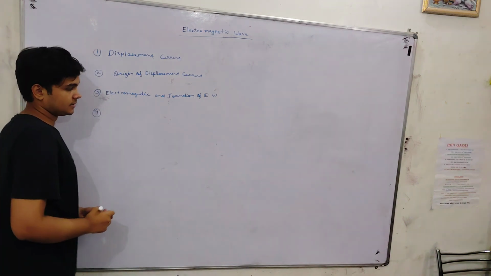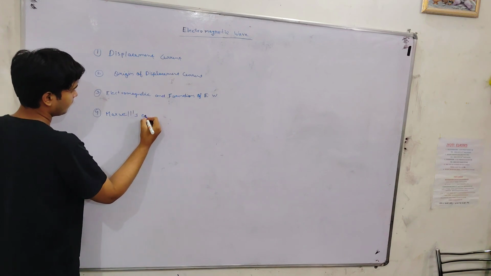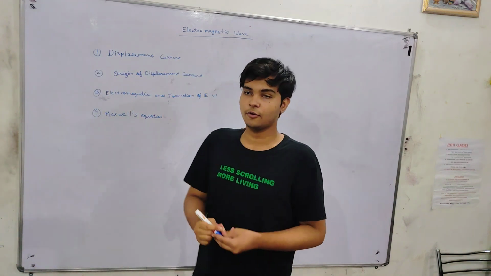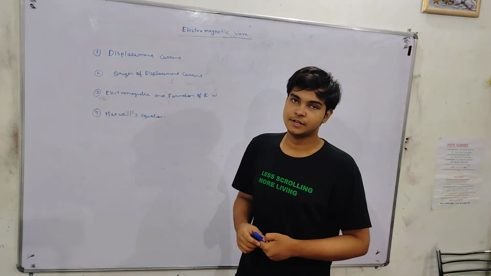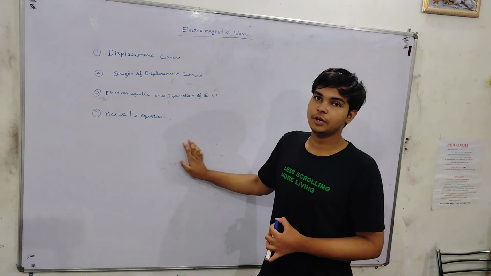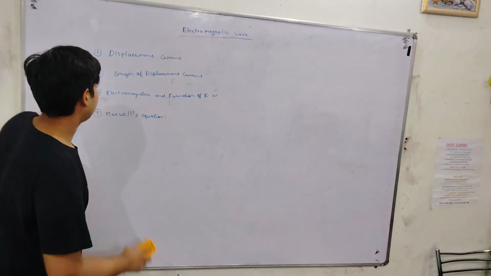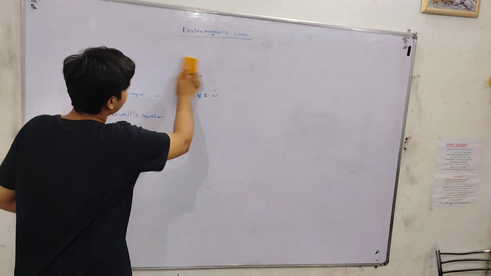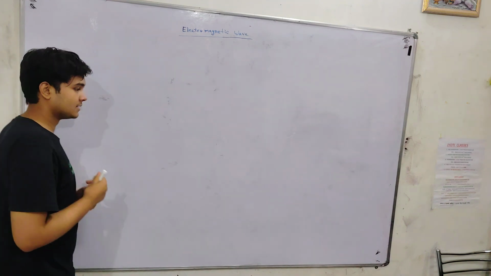Fourth, we will discuss the Maxwell equations. Maxwell is a famous scientist who gave four equations based on the electric and magnetic fields chapters which we have studied before. From all these chapters, Maxwell gave four equations which are going to be used in electromagnetic waves. These are the topics we are going to discuss today. As the name of the chapter is electromagnetic wave, we will first learn what an electromagnetic wave is.